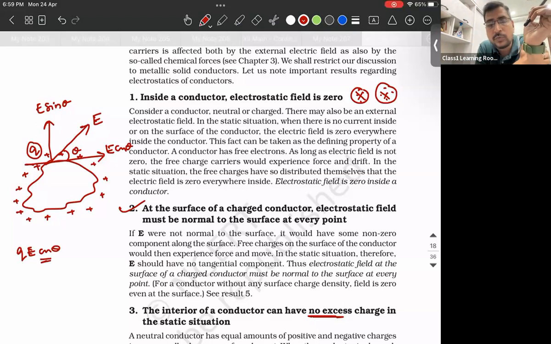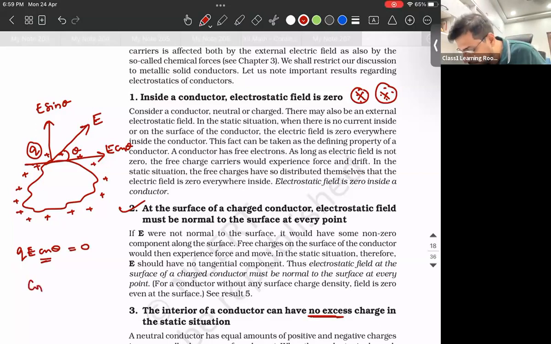When it starts moving, the static condition is lost. See, when something is moving, it is going to be dynamic. It is not static. It means if that E cos theta existed, then the charge would have started moving, as a result of which Q E cos theta would have been a non-zero value. But for the charge to not violate the static condition, E cos theta is supposed to be 0.